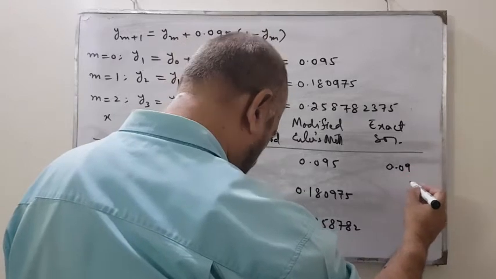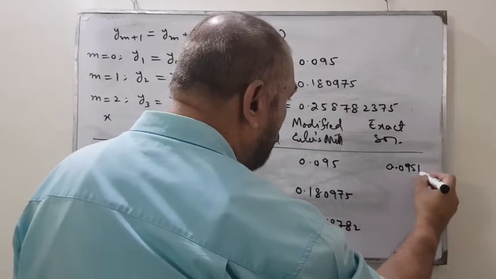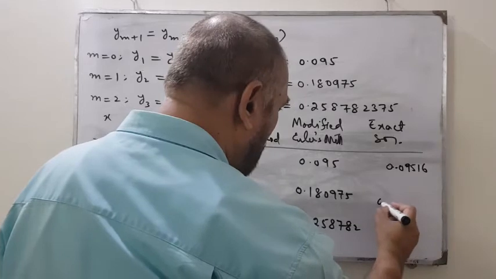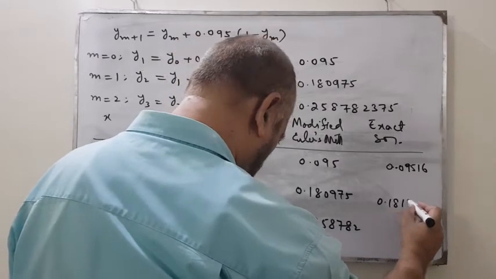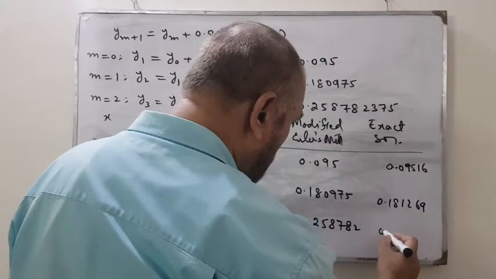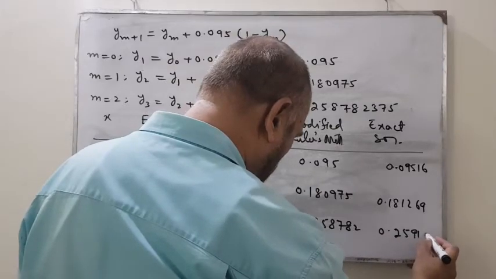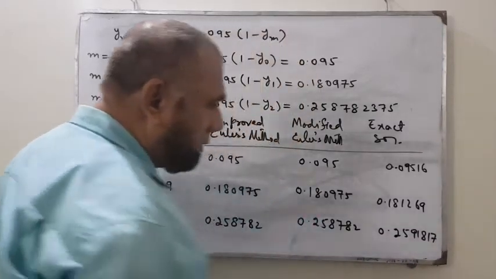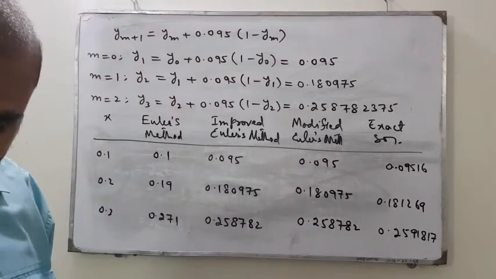And the exact solutions for this problem are 0.09516, 0.181269, and 0.2591817, and you can increase the decimal places according to your requirement.